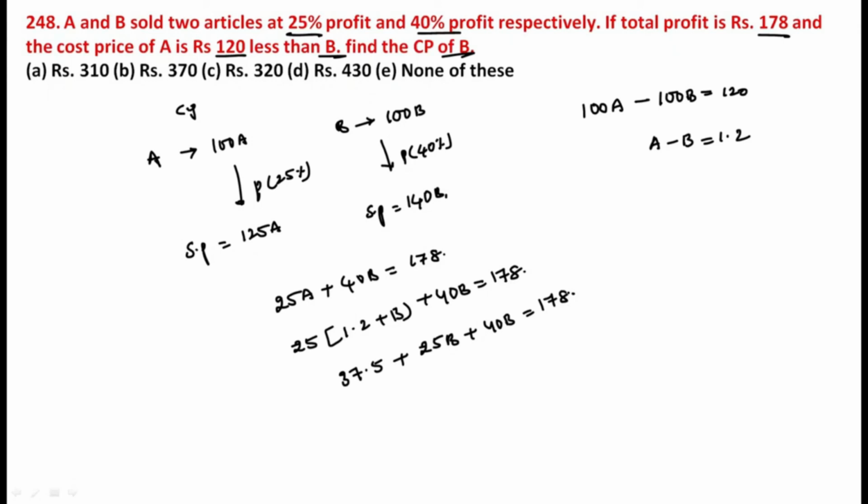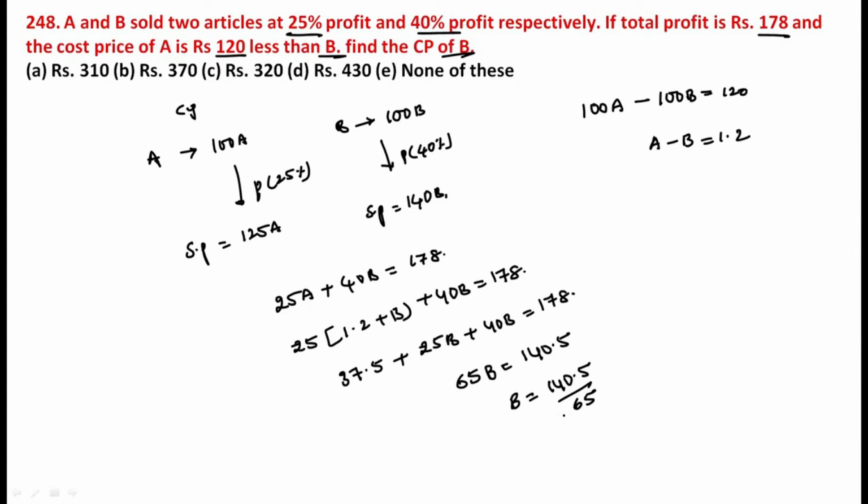Now let's see the entire calculation. So you have to subtract 178 minus 37.5. Now here the value is 65B, exactly equal to 140.5, the difference of 178 and 37.5. Now see, you can divide to get the value of B. The value of B is equal to 140.5 divided by 65. Now the question, find the cost price of B.